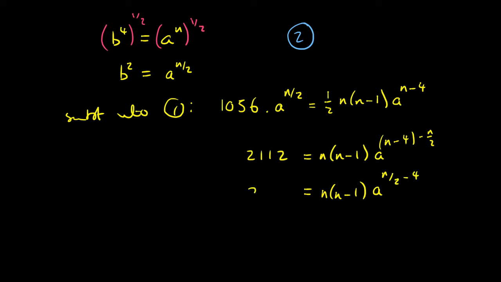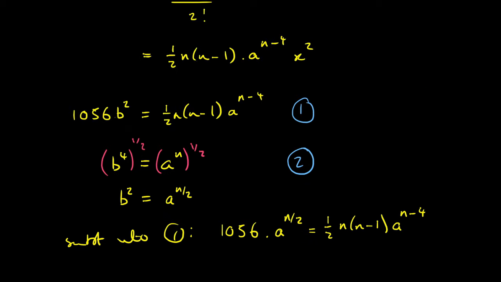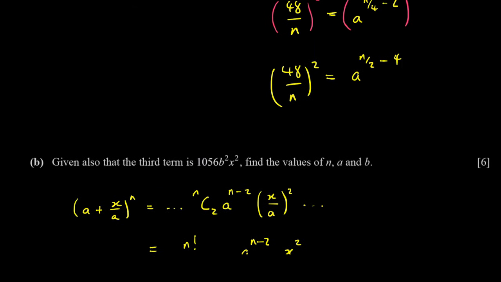And if I do that, I get n bracket n minus 1, a to the power of n upon 2 minus 4. And hopefully what you should recognize is that this thing here is the answer to part A, right? So part A asked us to show that a to the power of n upon 2 minus 4 is equal to 48 upon n all squared.